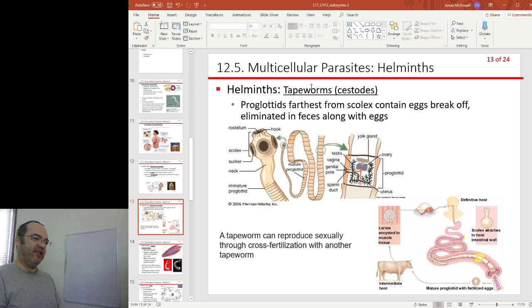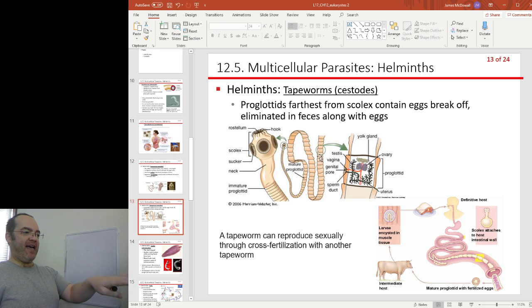So here's another view of the tapeworm body, and here is one of those proglottid sections with its ovary and its testicles, complete male and complete female. So proglottid sections and worms are released into the environment. They are then taken up by an intermediate host.